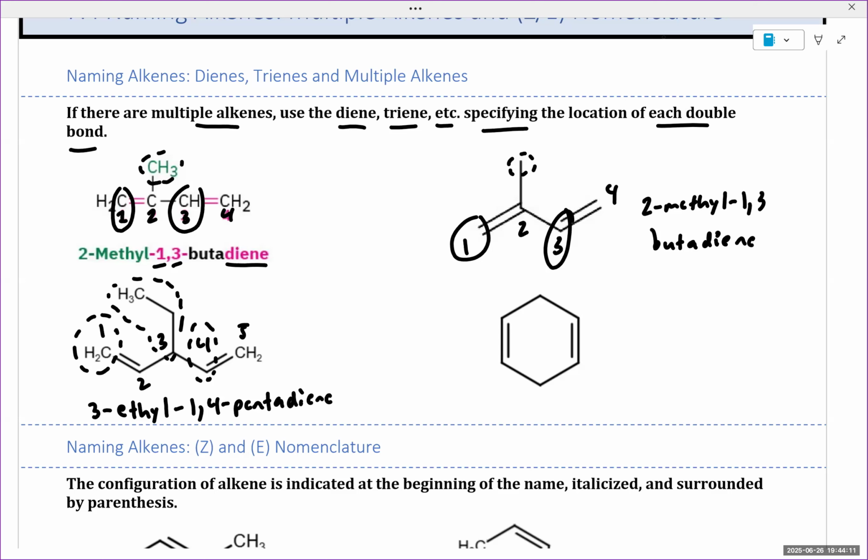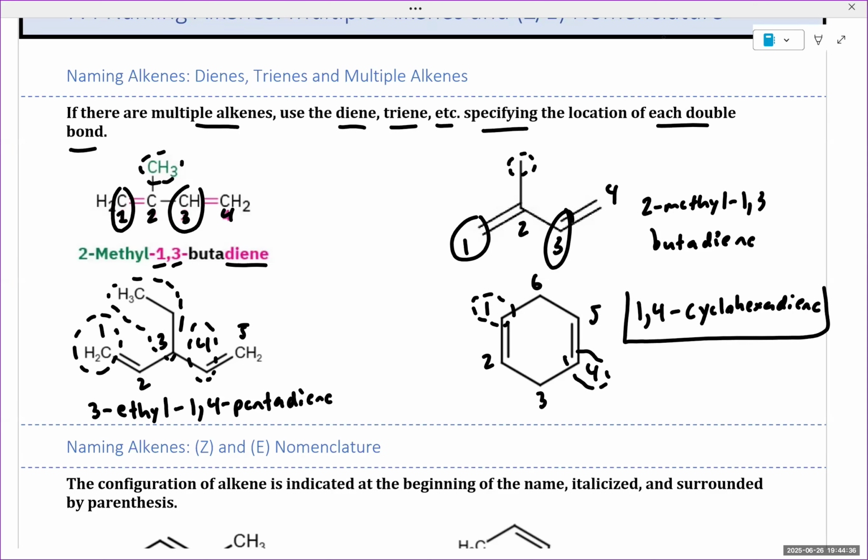Now, when we have these cyclic systems, you're always going to want to make sure to count through both carbon-carbon double bonds. And so in this case, we have carbon-carbon double bonds at positions 1 and 4. So this would be 1,4-cyclohexadiene. Cyclo, because it's cyclic, hex, because it's 6 carbons.